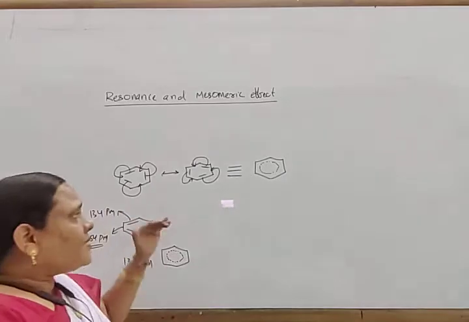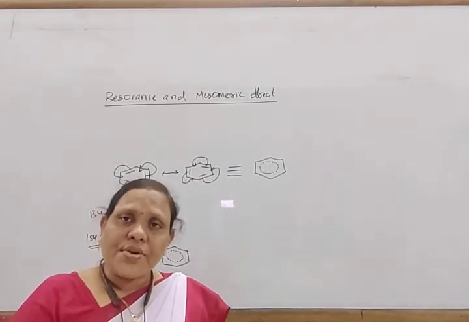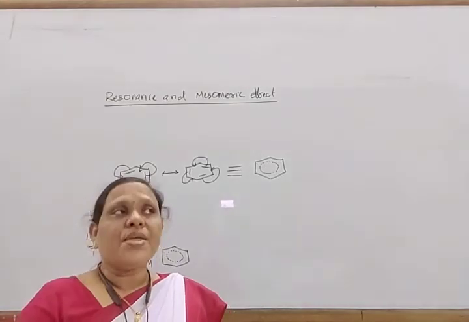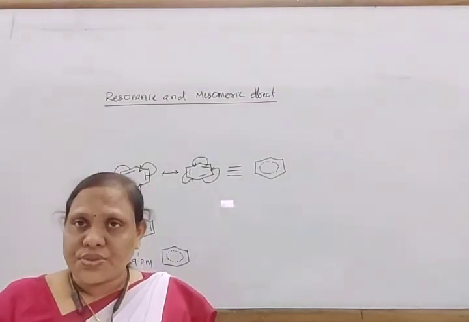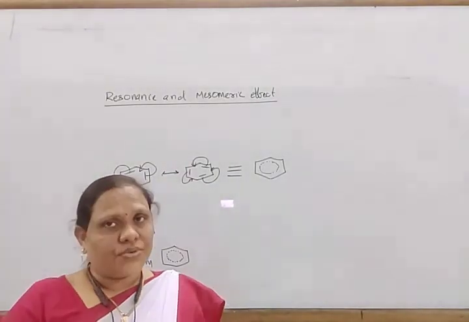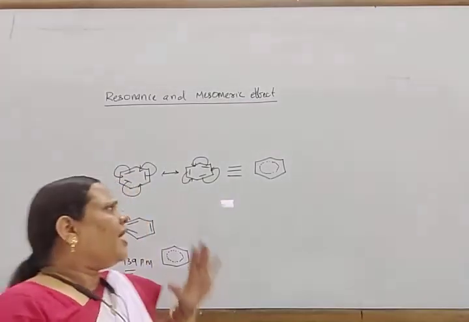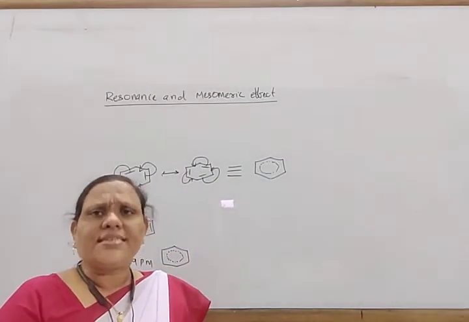Okay. Next, what are the conditions to write the resonance? What are the conditions and the characteristics of resonance? So for resonance, the atoms do not change their position, only the electron pairs change their position. This is the first condition. And resonance is actually possible in case of a planar structure.